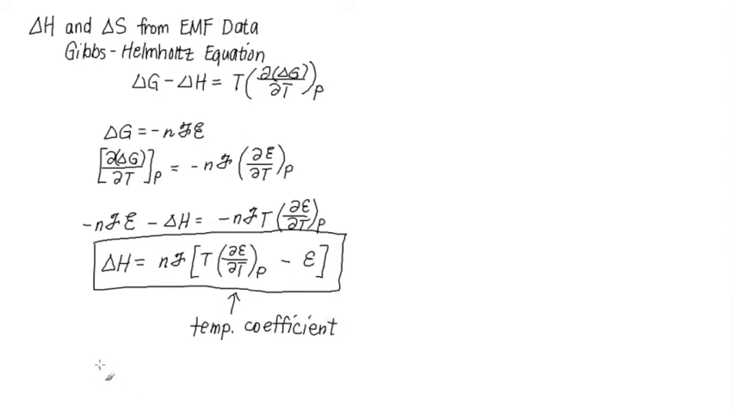So in this equation, your delta H must be in joules, given that your EMF is in volts and your Faraday's constant is given in coulombs.